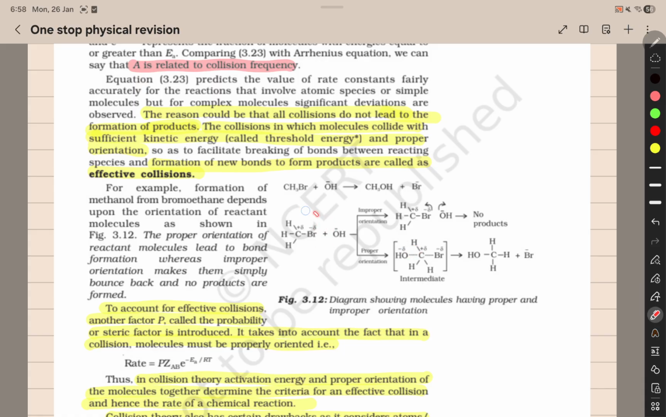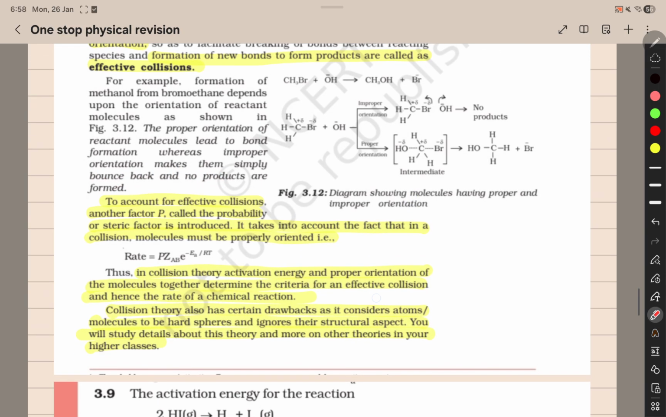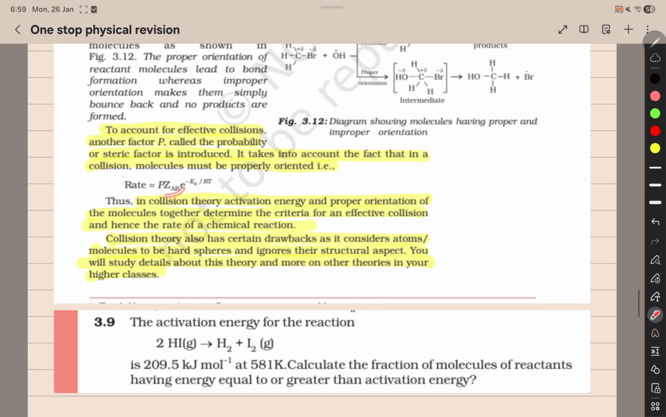Here they've given an example of CH3Br with OH, and if there is improper orientation, there are no products, because they will bounce back. To account for effective collisions, another factor P, called the probability or steric factor, is introduced. It takes into account the fact that in a collision, molecules must be properly oriented. So PZAB comes. That's your steric factor. So collision theory, activation energy and proper orientation of the molecules together determine the criteria for an effective collision.